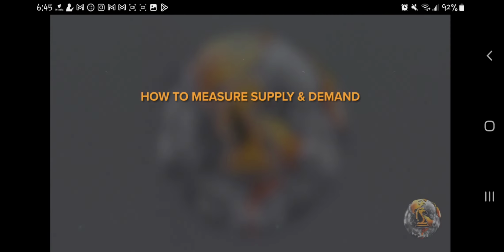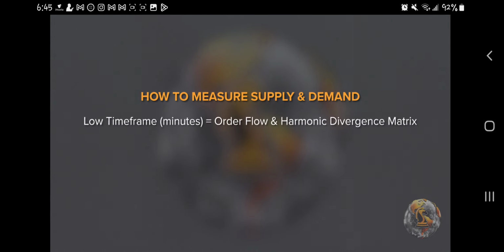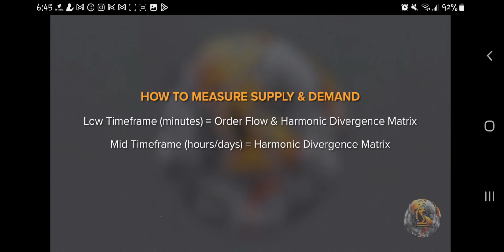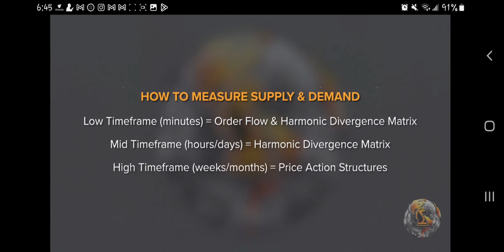So how do we measure supply and demand? On different timeframes, you can actually measure it in different ways. On a low time frame, which is on a minute-by-minute basis, you can measure it through order flow and harmonic divergence matrix. On a mid time frame, that's hours or days, you use the harmonic divergence matrix. And on a high time frame, so over weeks or months, you look at complete price action structures.